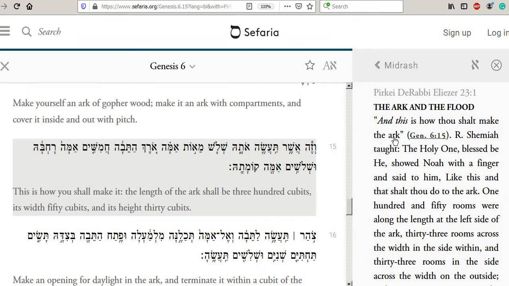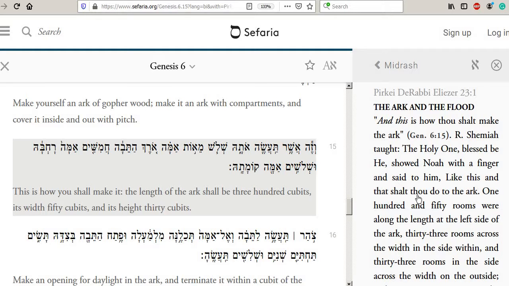And this is how he shall make the ark. Rabbi Shemaiah taught, the Holy One, blessed be he, showed Noah with a finger and said to him, like this and like that, this is how you shall build the ark. So what he's saying there is Hashem used a finger to draw out what the ark would look like to Noah. This is a very interesting way of putting it.